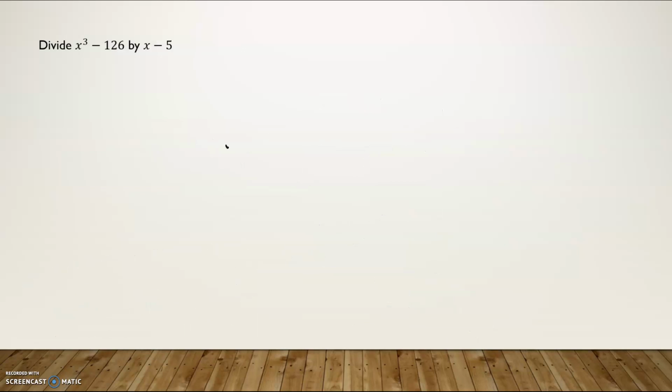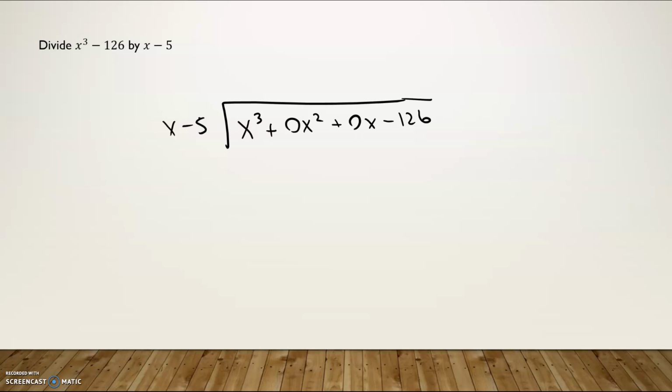Now let's look at this one. Okay, notice it goes from x cubed and then it goes to minus 126. So I need 0x squared plus 0x minus 126, and then x minus 5. Okay, so I'm going to make these two look the same, and I need x squared for that. Okay, so that's going to be negative 5x squared and x cubed. So I'm going to change the signs. That goes away, and I have 5x squared.